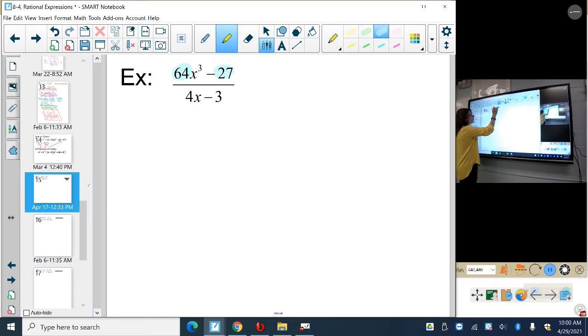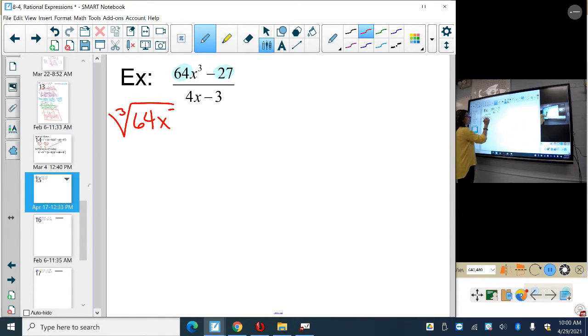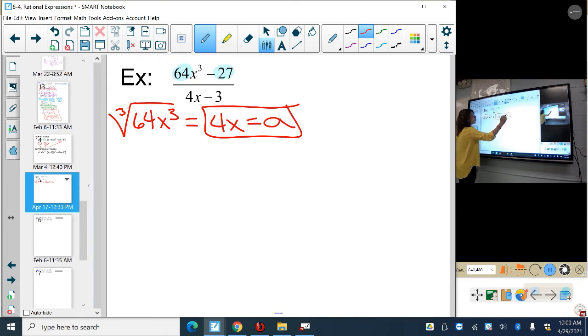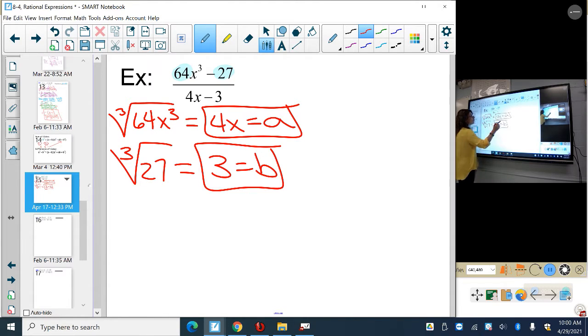These two are perfect cubes. So I'm going to say, what is the cube root of 64x cubed? That is going to be 4x. This is your a part in your formula. Then I'm going to take the cube root of 27. The cube root of 27 is going to be 3, and that's the b part of your formula.